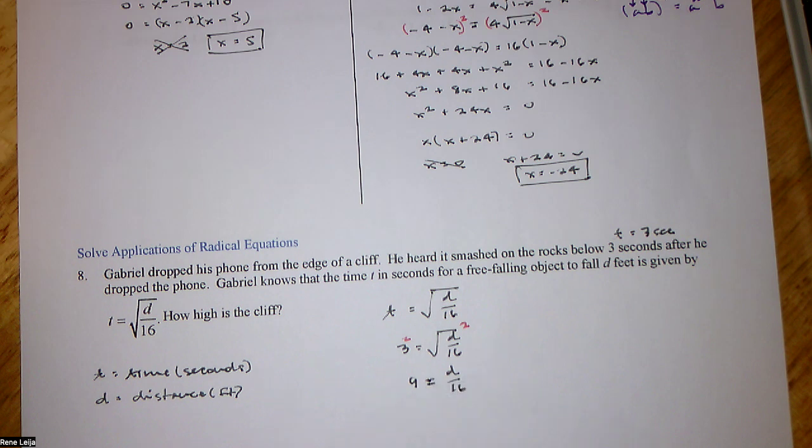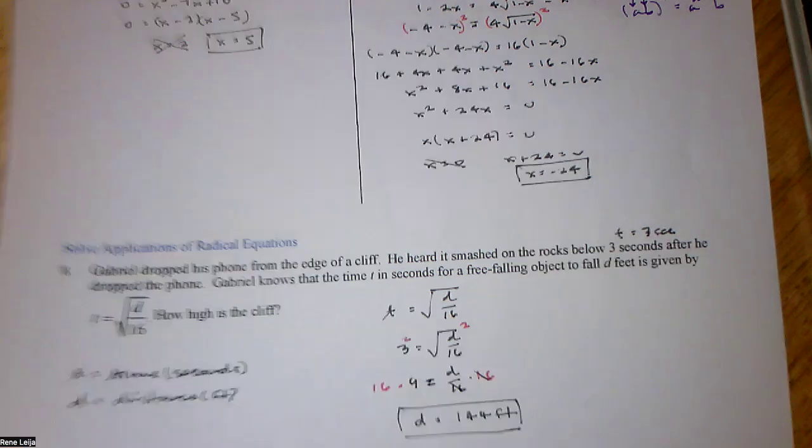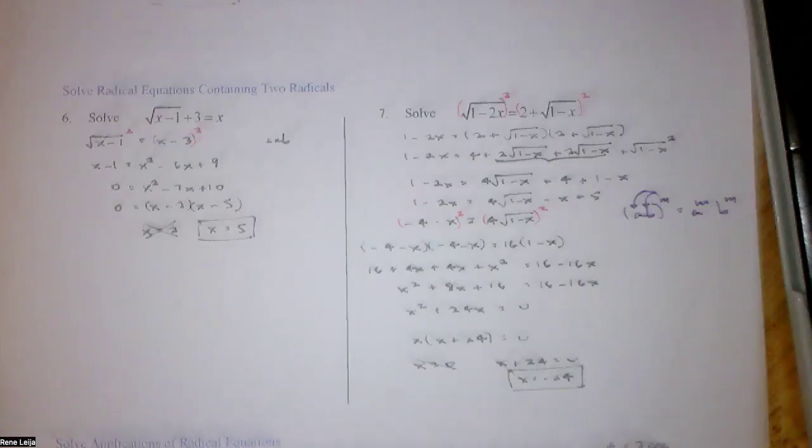And then how do I solve for D? Well, it's being divided by 16. So that means I'm going to multiply both sides by the denominator. And we end up with D equals 144. D is distance measured in feet. So D is 144 feet. Okay. And that's number 8. That one was really, really easy. Okay. All right. Now let's look at the last one.